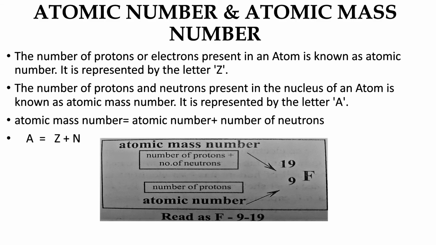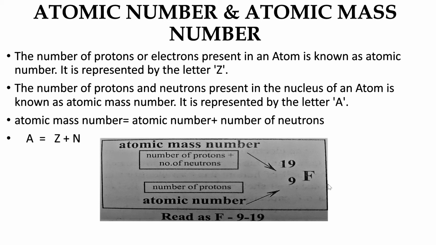Coming to atomic number and atomic mass number, the number of protons or electrons present in an atom is known as atomic number. It is represented by the letter Z. The number of protons and neutrons present in the nucleus of an atom is known as atomic mass number. It is represented by the capital letter A. So atomic mass number equals atomic number plus number of neutrons. We know atomic mass number is represented by the letter A, number of protons by Z and number of neutrons by N. So A equals Z plus N.